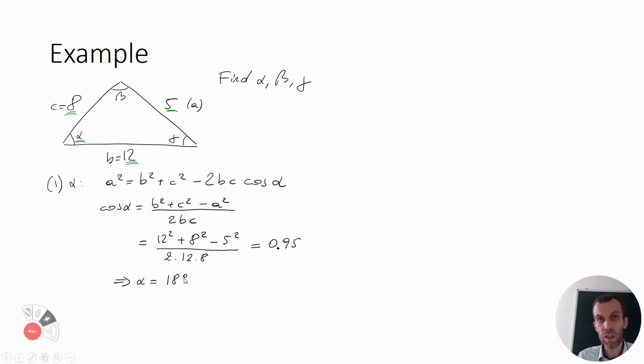There's no ambiguity here. If you were to take minus of this angle, the cosine would stay the same, but negative angles are not physical in triangles, so this is the only solution. I will let you do beta and gamma yourself, and you have to use the other cosine formulas, and you should get that beta is approximately 29 degrees and gamma is approximately 133 degrees.